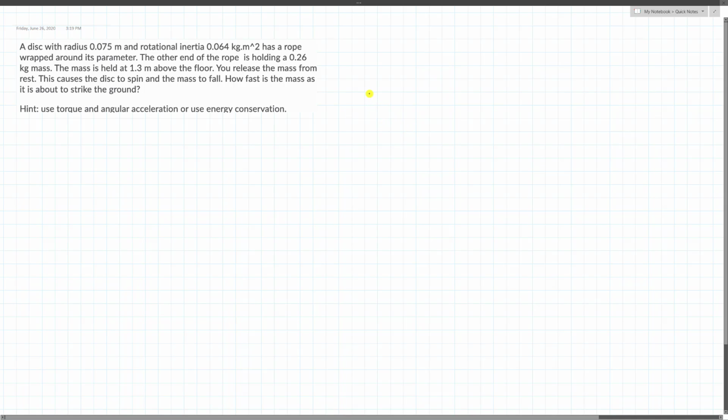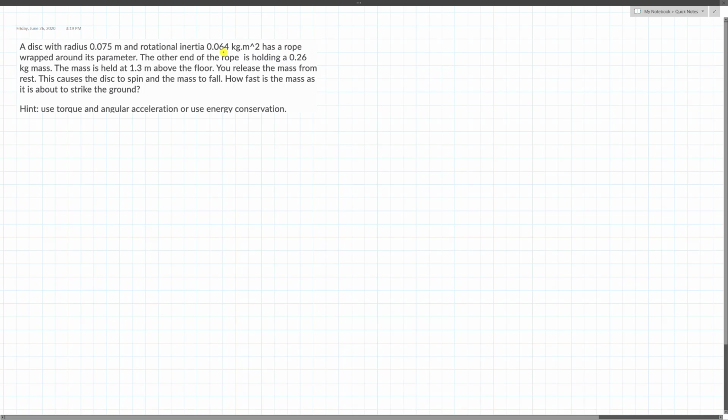This question is a disc that has a rope wrapped around it. The end of the rope has a weight. So let's look at the numbers here. The disc has a radius of 0.075 meters. The rotational inertia is this amount.